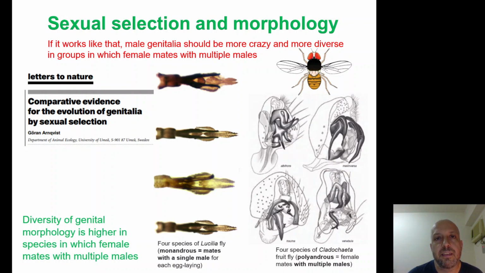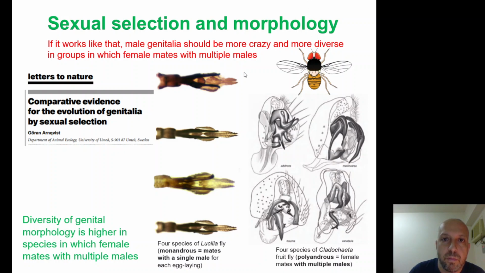So if it works like that, then the male genitalia should be more crazy and more diverse in those species and those groups which actually have this multiple mating, right? That is, when one female mates with multiple males. So this was really done. This is a famous study done by Göran Almqvist, and he compared some closely related groups. So in this case, in the pictures, there are some flies, and he always selected one group in which we know that they are so-called monandrous. That means that the female only mates with one male, right? So they are not mating with many and then selecting. They just mate with one partner.